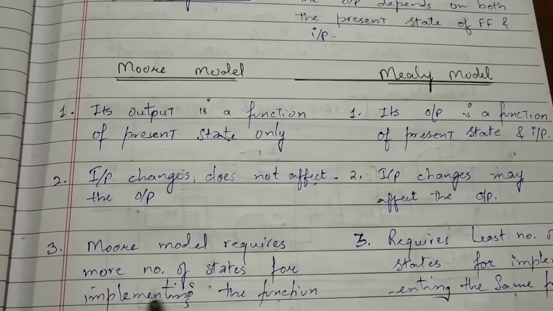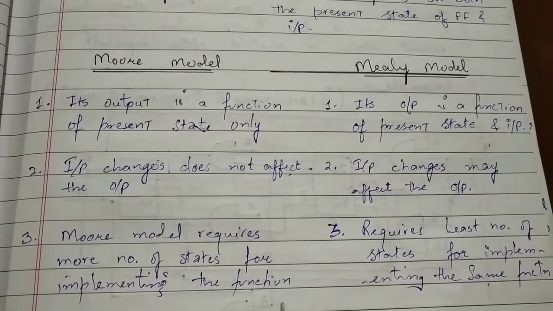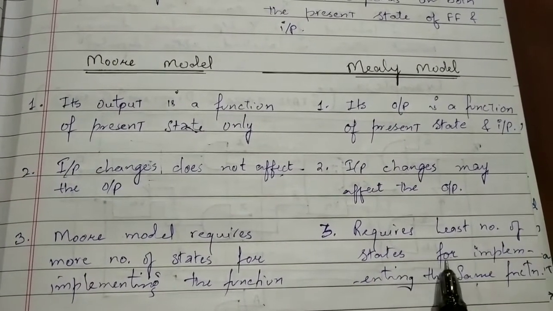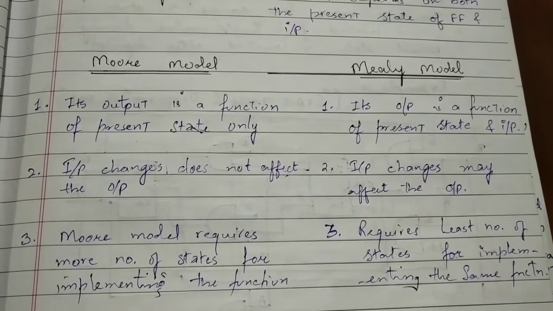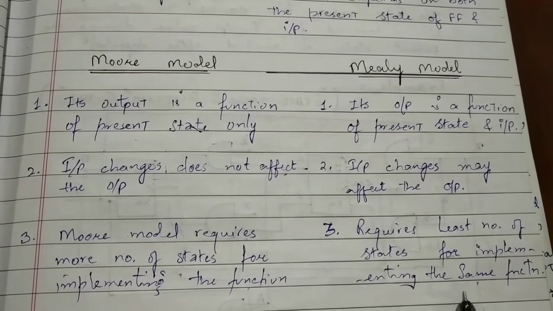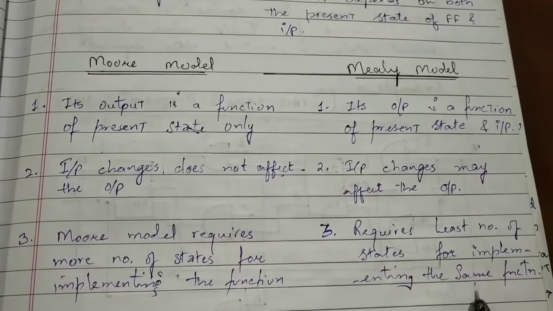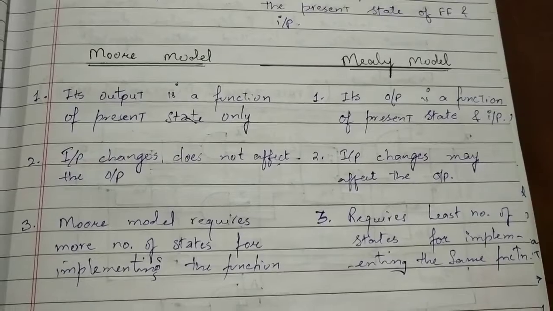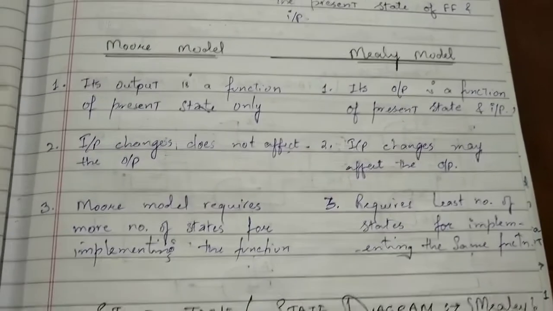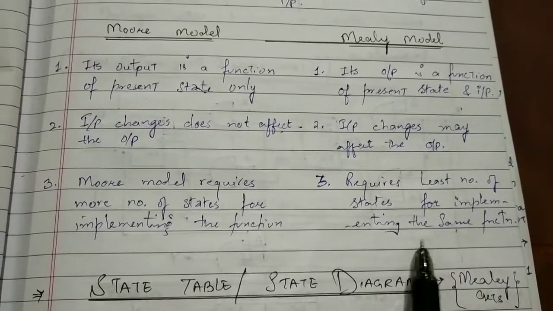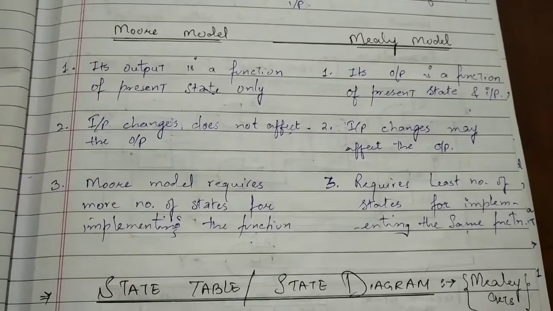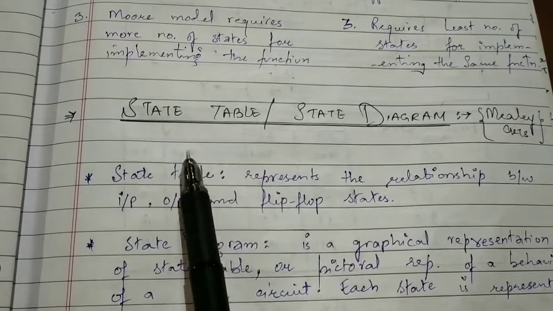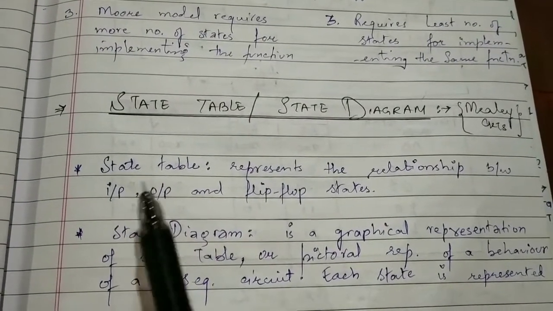The Moore model requires more states for implementing the function. The Mealy model requires the least number of states for implementing the same function. So we usually prefer the Mealy model as it requires fewer states for implementing the function. Here we will focus mainly on Mealy circuits.